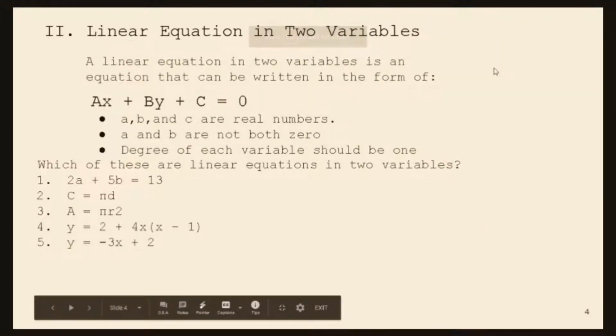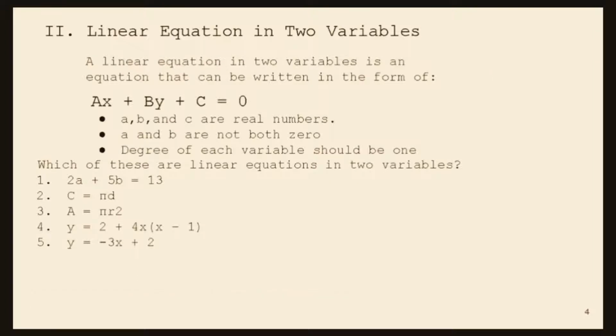Next is linear equation in two variables. A linear equation in two variables is an equation that can be written in the form of ax + by + c = 0. Now, dapat yung A, B, and C mo, real numbers yan. Real numbers are just any number that you can think about na posibleng mangyari, like kahit fraction pa yun, 1/4, 1/2, 3/6, ganun. And pwede ring integers, pwede kang maglagay dyan ng decimals or other stuff.